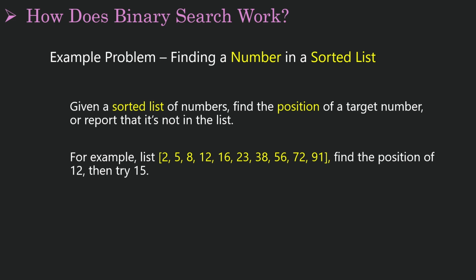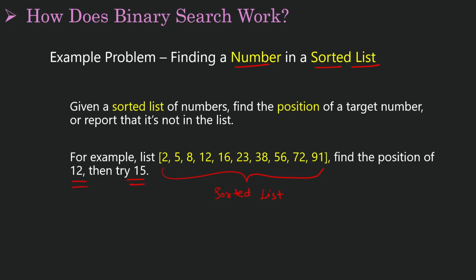How does binary search work? Let's break down the mechanics of binary search with a simple example. Suppose you have a sorted list of numbers: 2, 5, 8, 12, 16, 23, 38, 56, 72, 91. This list has 10 numbers, and they're in increasing order. Your goal is to find the numbers 12 and 15, the targets, and report their positions in the list.